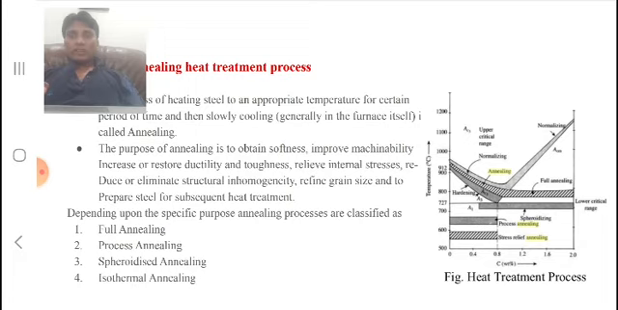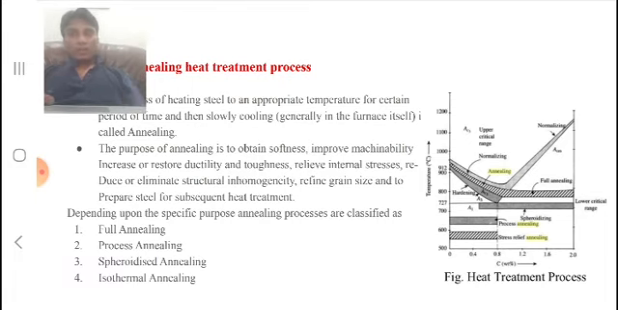heating it above 650 and below 700 degrees centigrade, and holding at the temperature for a sufficiently long time, and then slowly cooling gives a stress free steel. Process annealing is mostly used for relieving the internal stresses and for grain refinement. Other than that, no other chemical or microstructural changes take place in process annealing.